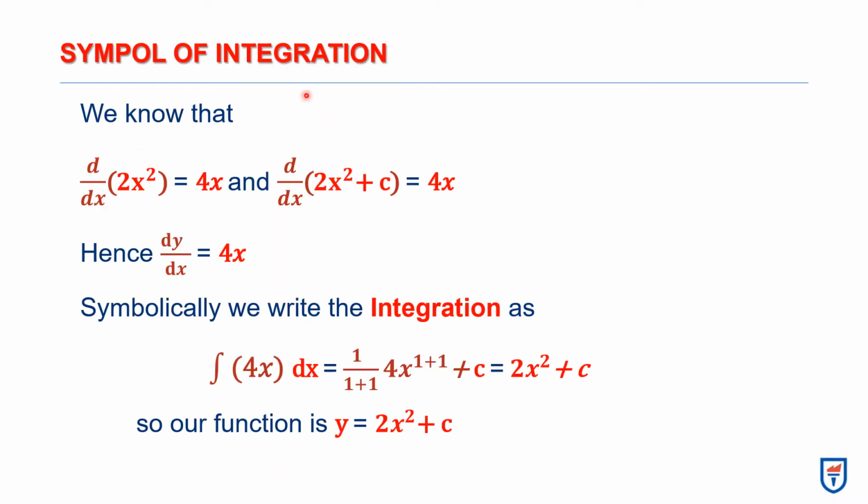integration, we know that when we're differentiating, for example, 2x squared, we represent it with d/dx of the expression 2x squared, and we are going to get 4x, because the differentiation will take the power, multiply, and then subtract 1 from the power. And when you're differentiating another function that has a constant, which is 2x squared plus 4 plus c, it is also going to give us the same derivative, which is 4x.